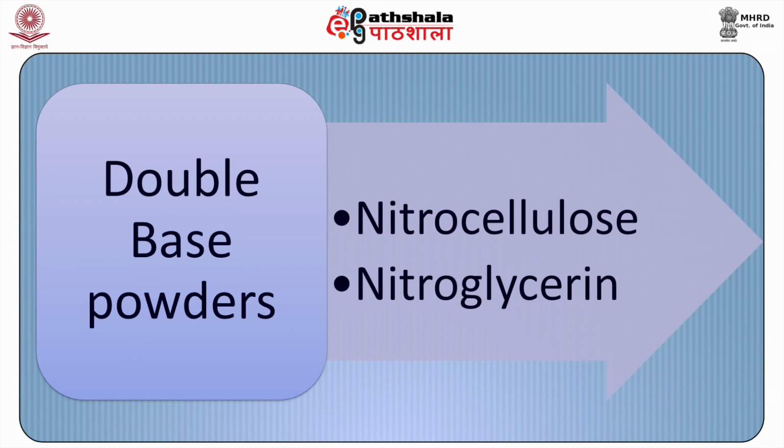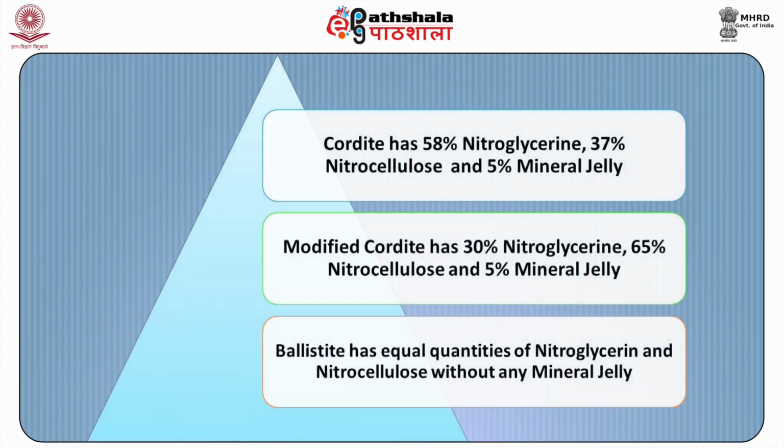Nitrocellulose is used either alone or in combination with nitroglycerin to form propellants. The latter are known as double base powders, while the former is known as single base powder. Some of the commonly used double base powders contain nitroglycerine, nitrocellulose and mineral jelly. They are cordite, modified cordite, and ballistite.